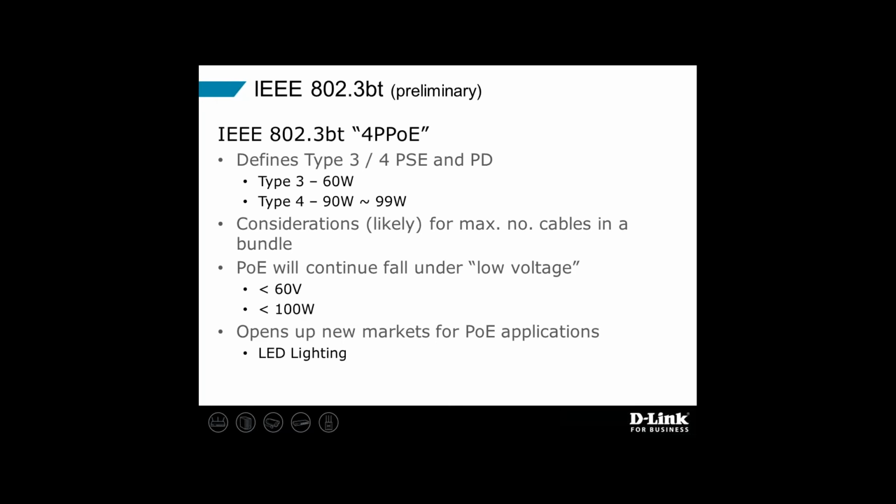PoE will continue to fall under the low voltage category. Later in this presentation, we'll talk about the benefits of PoE, why an IT manager would want to deploy PoE, but one of those is that he doesn't need to hire an electrician to come in and do AC work because PoE falls under low voltage wiring, so his low voltage guy can do that. And with the new BT standard, because they're keeping the voltage under 60 volts and the power under 100 watts, they are ensuring that it continues to fall in the low voltage category.